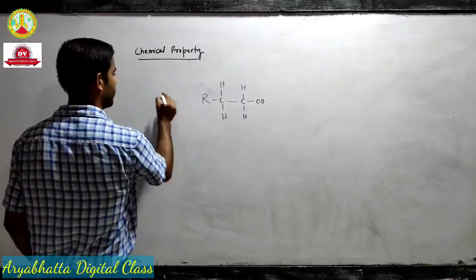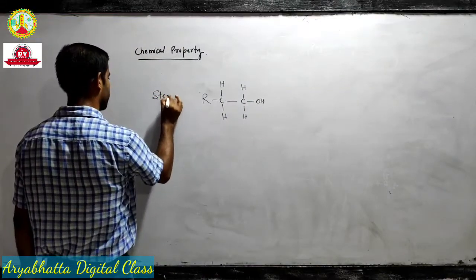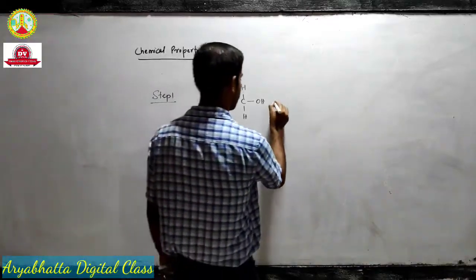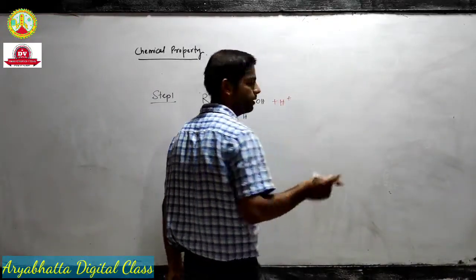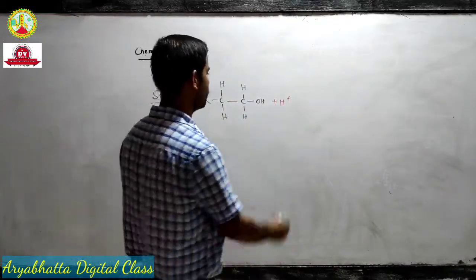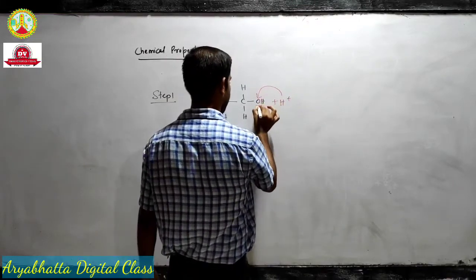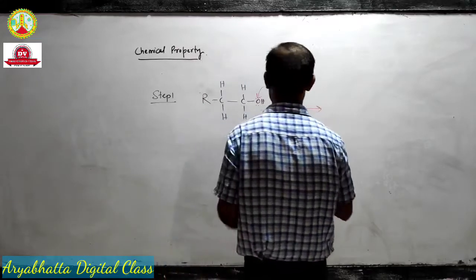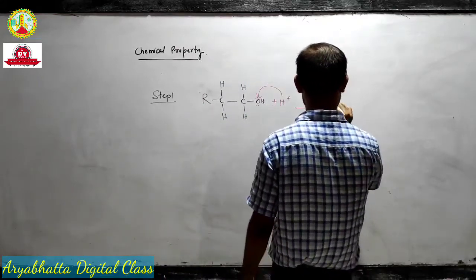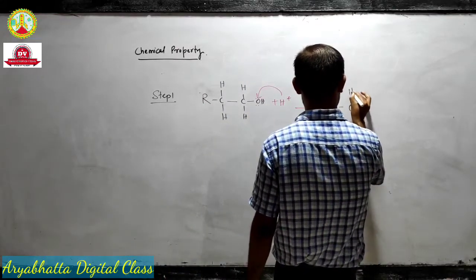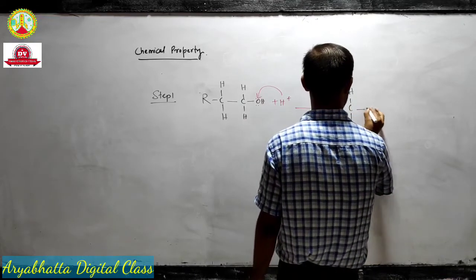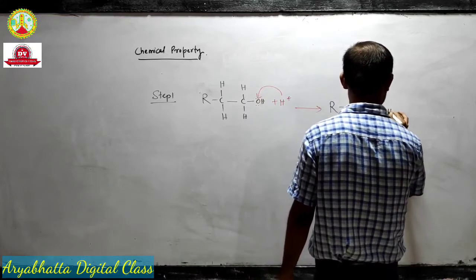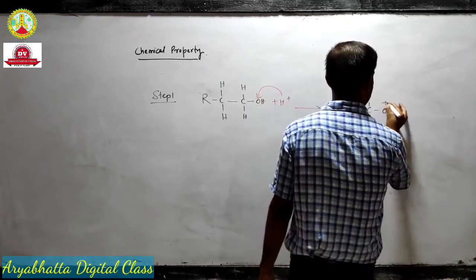Okay, so what will happen in step 1? In step 1, a proton from the acid, the sulfuric acid or H3PO4, will add on here, because the alcohol has 2 lone pairs. And what will we get? The alcohol will be converted to an electrophile.